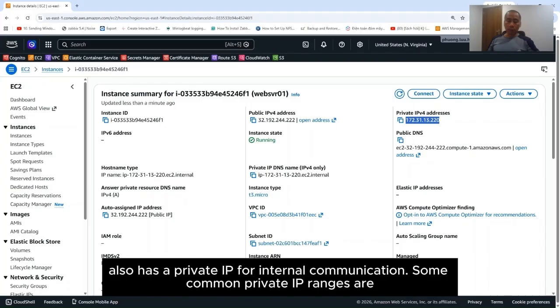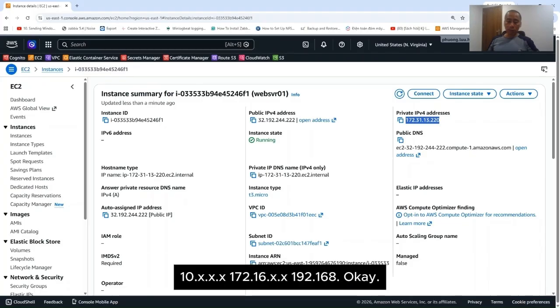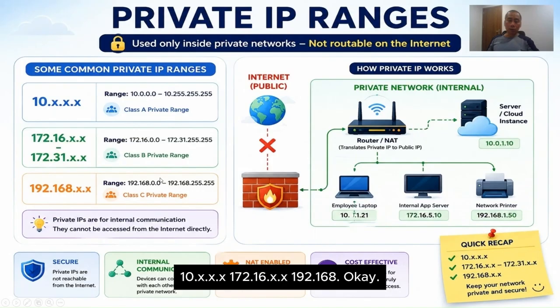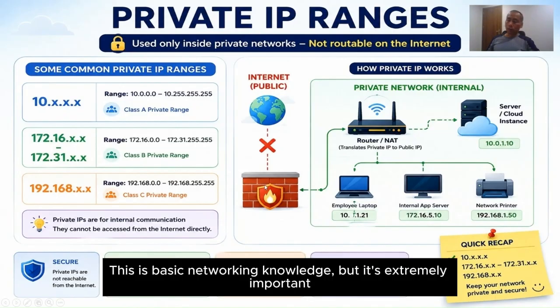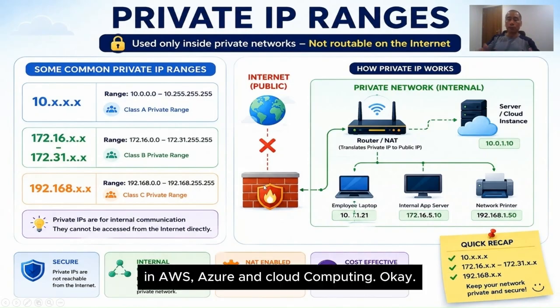Some common private IP ranges are 10.x.x.x, 172.16.x.x, and 192.168.x.x. This is basic networking knowledge, but it's extremely important in AWS, Azure, and cloud computing.